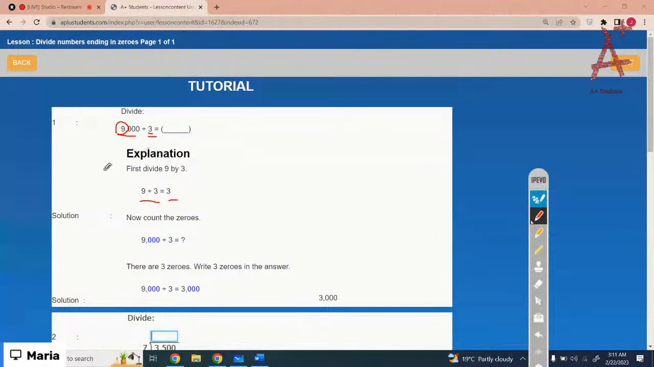Now you have to count the zeros. With the 9,000 you have 3 zeros. That means your answer must have 3 zeros. The answer is add 3 zeros to 3, so it would be 3,000. Basically the concept is you have the same number of zeros with the quotient that are with the divisor. So if the divisor has 3 zeros, the quotient has 3 zeros.